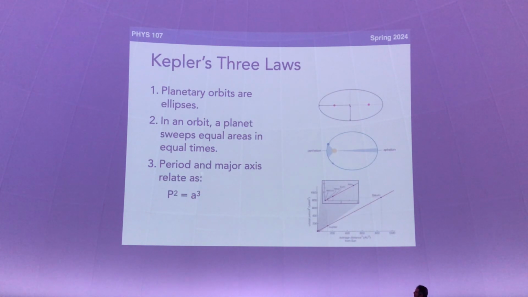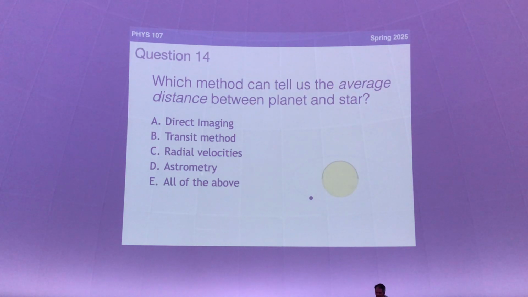Remember that we have Kepler's three laws, so all planetary orbits are ellipses. In an orbit, the planet sweeps out an equal amount of area in equal time, so it goes through this part in an equal amount of time as it goes through that part of the orbit. Everybody remember that part? I see one person enthusiastically nodding, and now my brain is translating that to everybody knows it. That's not how it works, does it? All right, and the last part is that the period and the major axis relate as the period squared is the major axis cubed. So these things still hold true.